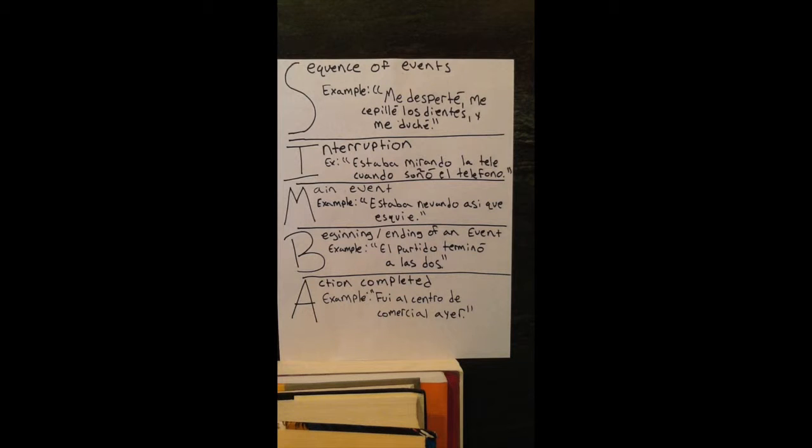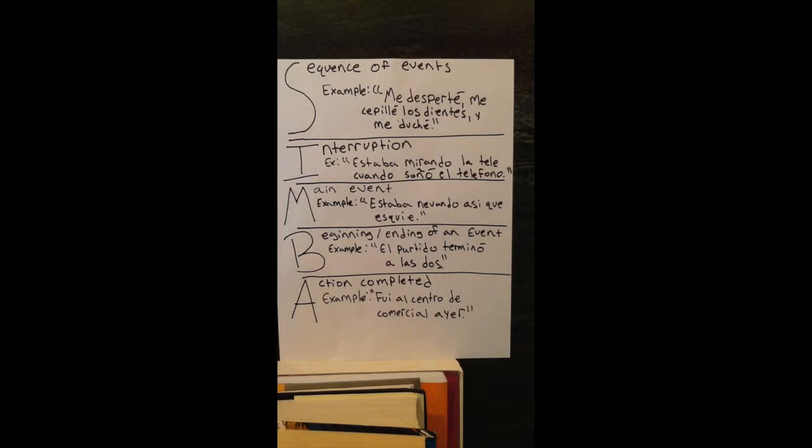The fourth letter is B, which stands for the beginning or ending of an event. So an example: the game ended at 2. In Spanish: el partido terminó a las 2. Also we have the beginning, which I didn't write down, but it's: I started to cry. In Spanish: yo comencé a llorar. So when looking at a sentence, look for the times and ending or beginning verbs to determine whether to use the preterite or the imperfect.